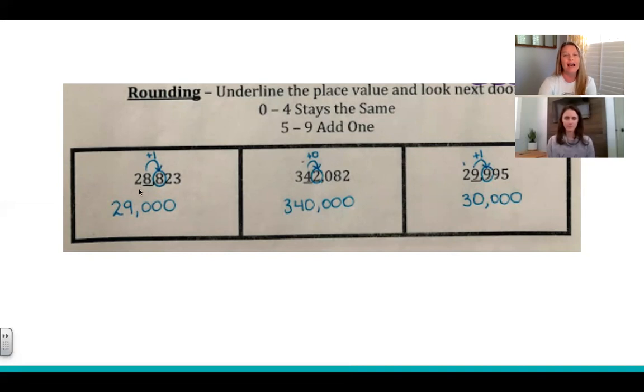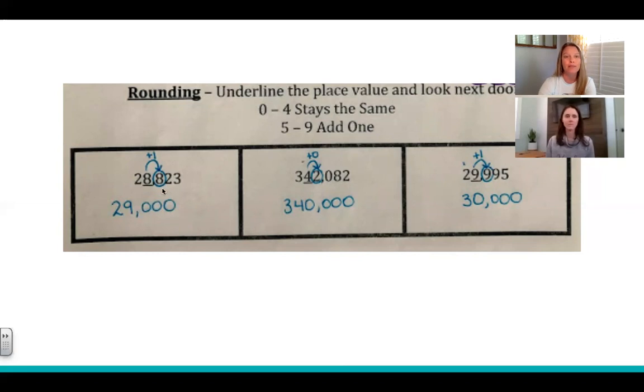I have 28,823. So it wants me to round it to the nearest thousands place. So I'm going to underline that 8. I look next door, and that 8, he's kind of like the boss, he tells the other 8 what to do. Since he's bigger than 5, I have to add 1 to this 8 and change him into a 9. All the other numbers change to 0, and my answer is 29,000.